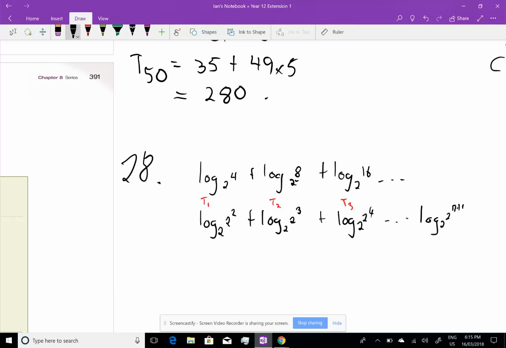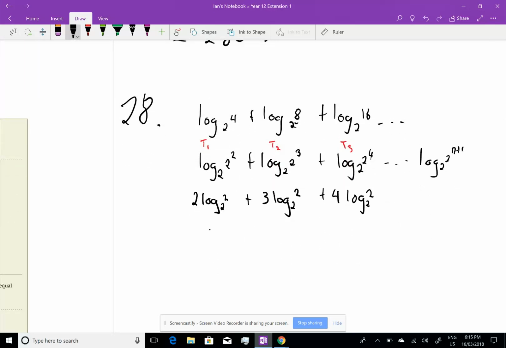So let's pull the powers down the front. I can write that as 2 log 2 to the 2. And I can write that as 3 log 2 to the 2. And I can write that as 4 log 2 to the 2. Well, hold on a minute. Log 2 to the 2 is just log 2 divided by log 2. Well, that's just 1. So this is 2 plus 3 plus 4 plus all the way up to n plus 1. Now, the logs disappear when you pull them out like that.